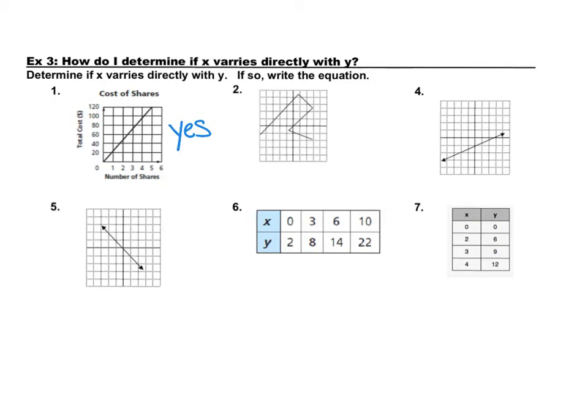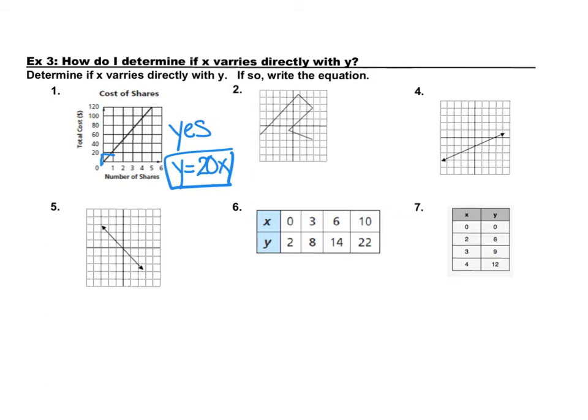So we need to find the rate of change. So I would start here, and I'm going to go, if I go up 20, it goes up $20 for every 1 share. So our k, or constant of variation, is y is equal to then 20x.